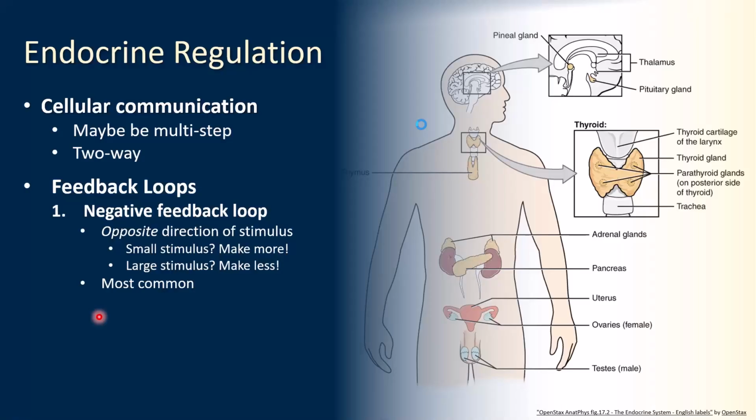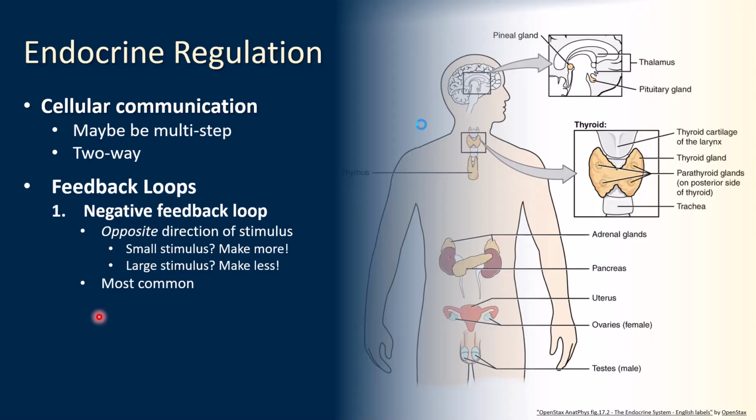So endocrine regulation really is just intercellular communication. It might be multi-step, and it is definitely two-way, so it goes back and forth. Now, with both of these things in mind, we could start to get an idea of how these are regulated and how they regulate different processes throughout the body. So let's walk through one loop of a process here.